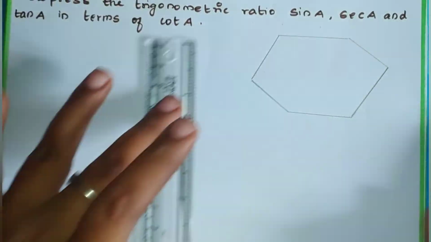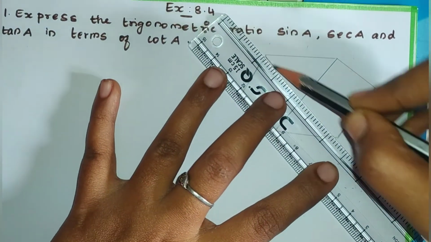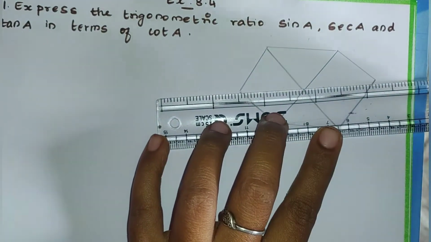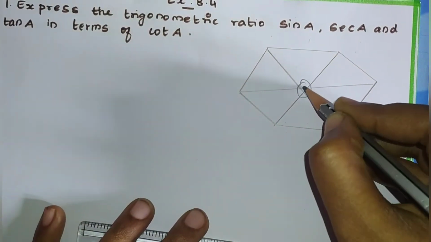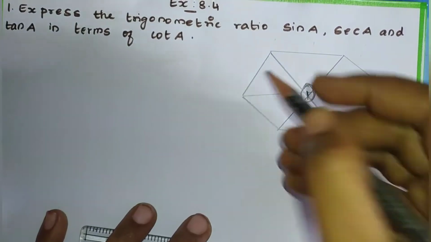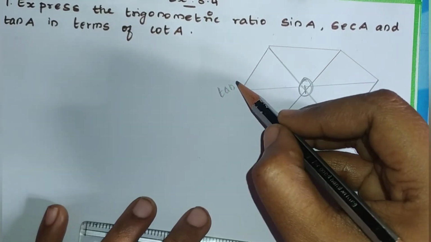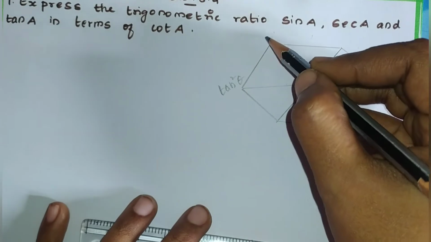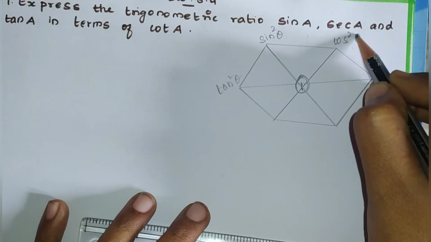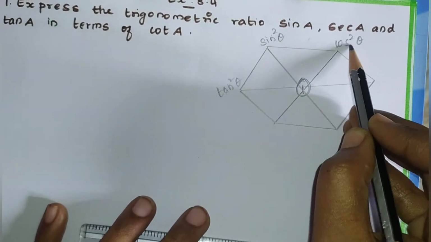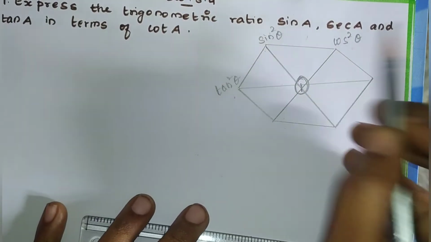And join the diagonals like this. Then here mark 1. Here write 1. And you have to start with tan square theta, sin square theta, cos square theta. Tan theta is equal to sin theta divided by cos theta. So you have to start with tan square theta, sin square theta, then cos square theta.